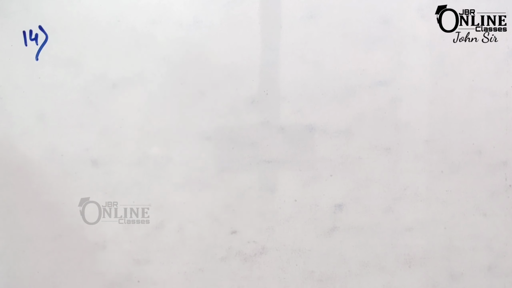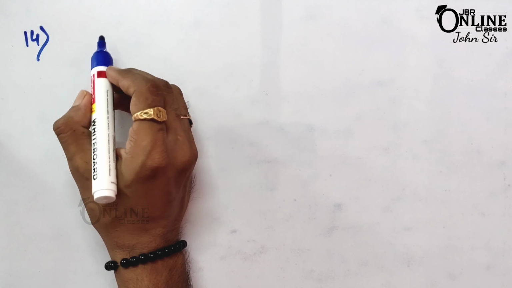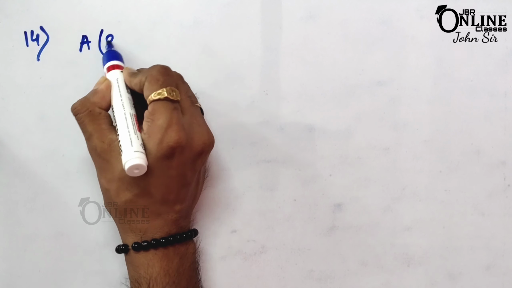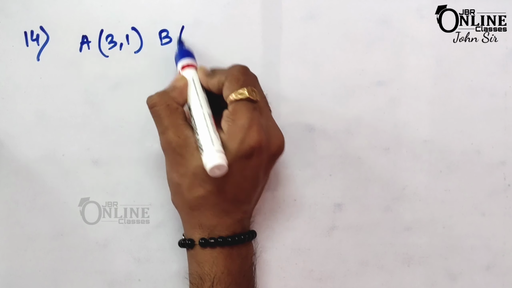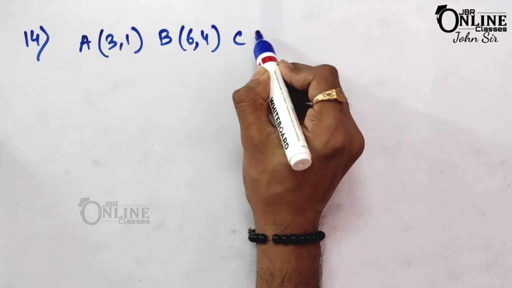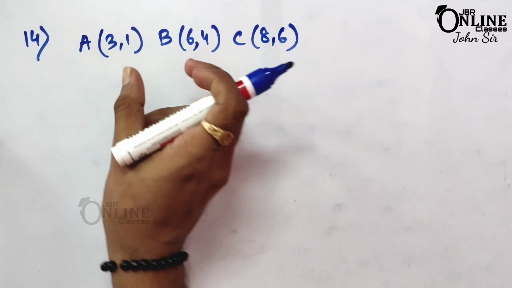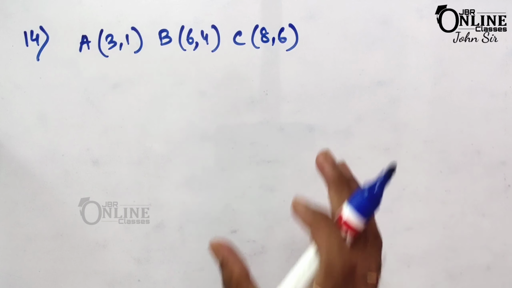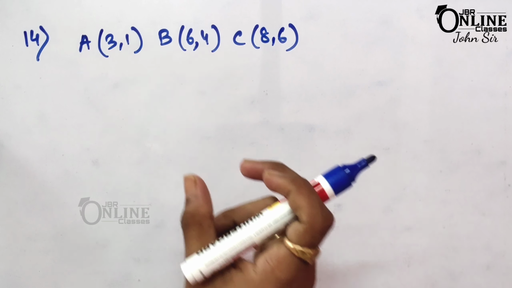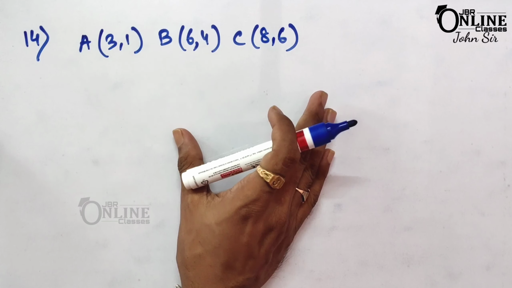Now sum number 14. In sum number 14, using the distance formula, show that A (3, 1), B (6, 4) and C (8, 6) are collinear. That means A, B, C all lie on the same straight line. Collinear means 3 points lie on the same straight line.